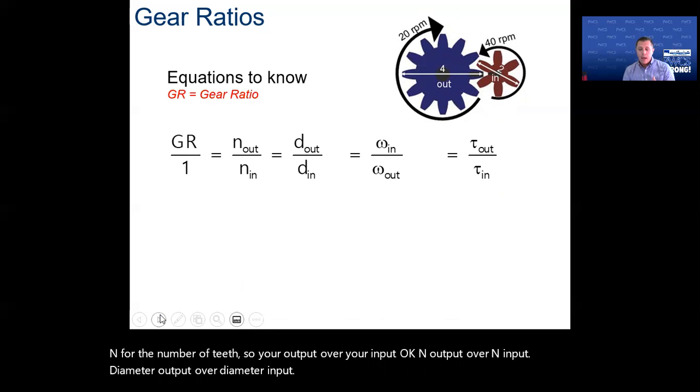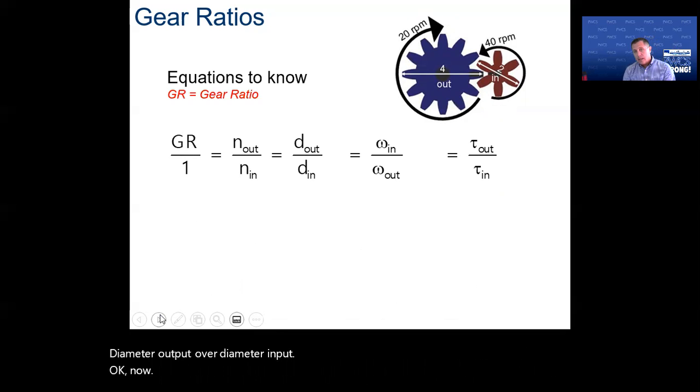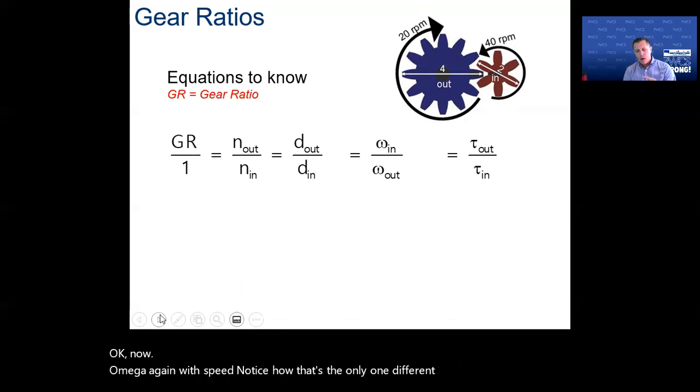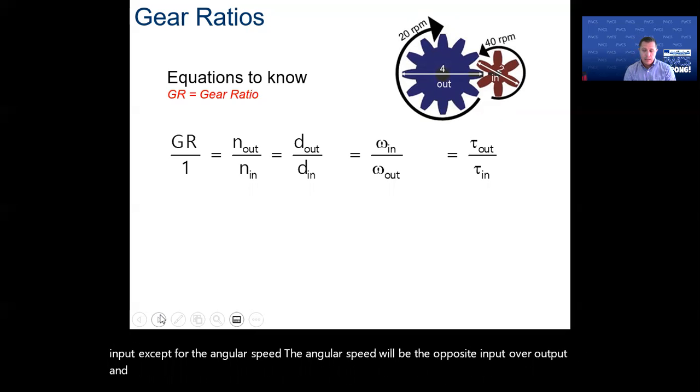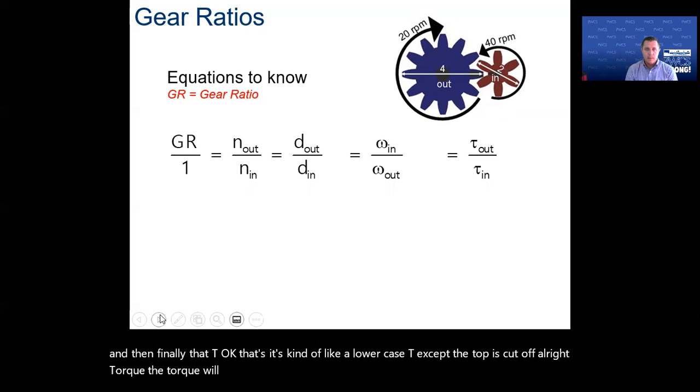Okay. Now, omega, again, with speed, notice how that's the only one different. So all of them are output over input except for the angular speed. The angular speed will be the opposite, input over output. And then finally, that T, okay, it's kind of like a lowercase t, except the top is cut off. All right. Torque. The torque will be output over input as well. Okay. So all 4 of those formulas will get you the gear ratio. It all depends on what you're given.